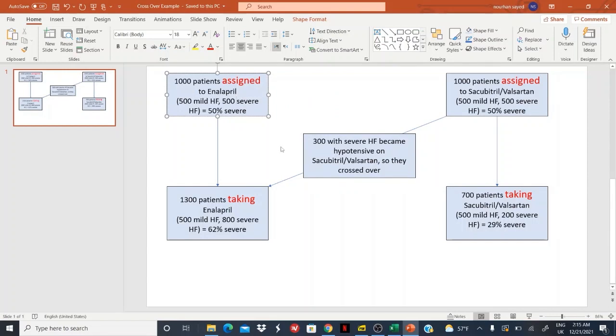Now, let's say I designed the trial so that there would be 2,000 patients in total, 1,000 assigned to enalapril, and 1,000 assigned to sacubitril valsartan, right? And let's say that initially, because of the randomization process, which tends to balance out the baseline prognostic factors, 50% of the enalapril patients had mild heart failure and 50% had severe heart failure.